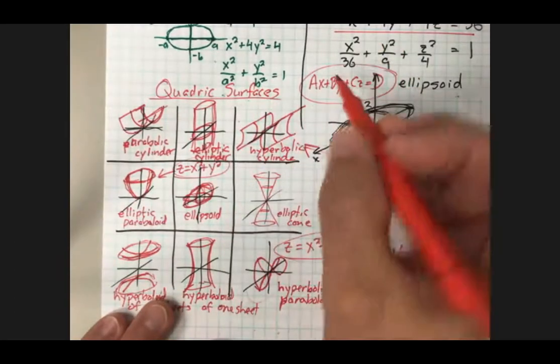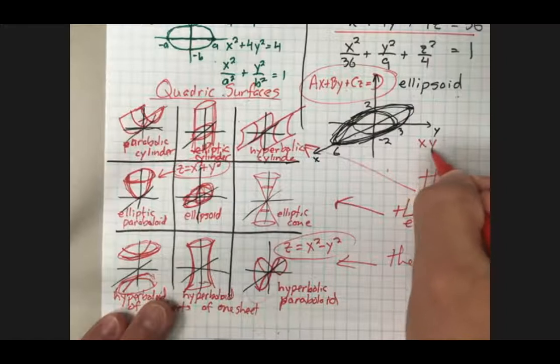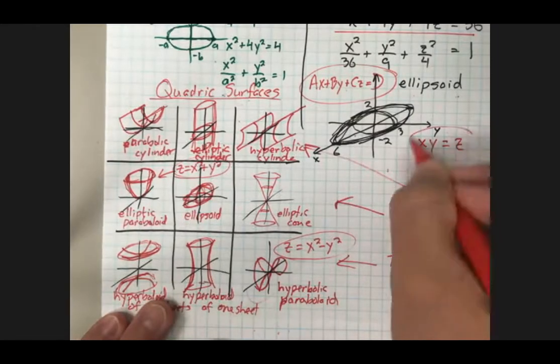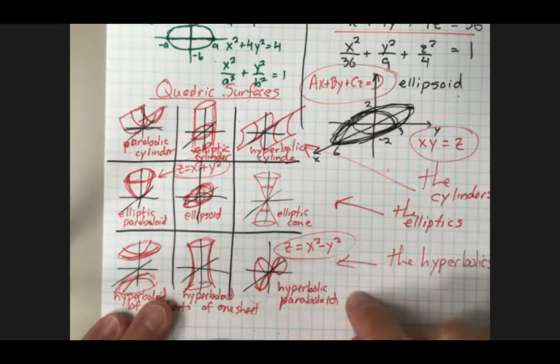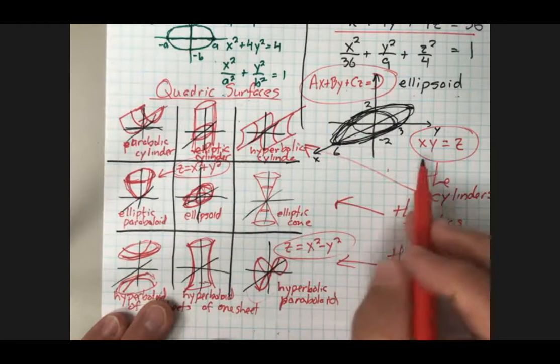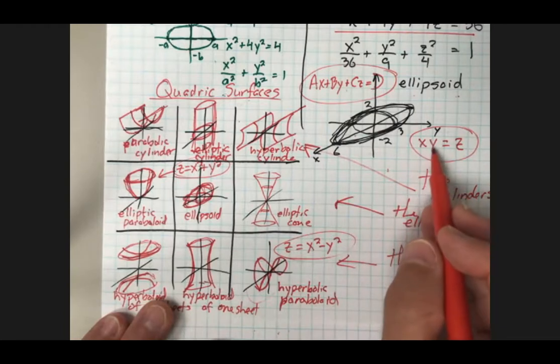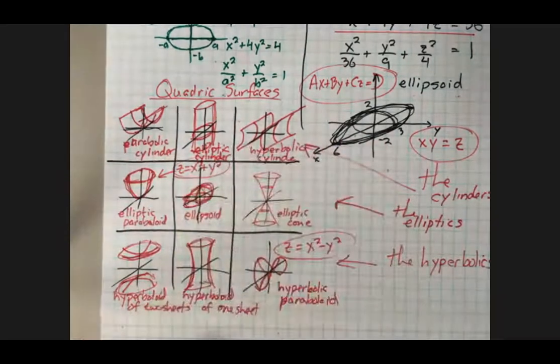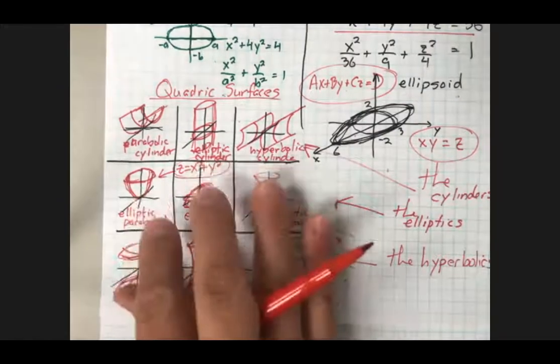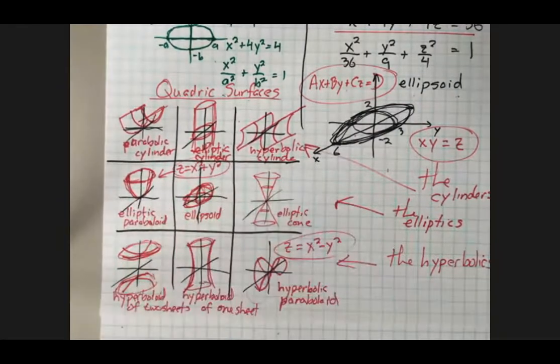You could also mix variables. You could say xy equals z. Now, we're not going to be mixing and rotating so much, but that also happens to be a potato chip. That happens to be a hyperbolic paraboloid. And this is degree 2. But we're going to leave it to your linear algebra class to talk about the rotations of the quadric surfaces. Right now, I just want you to know the fundamental categories and where they came from.